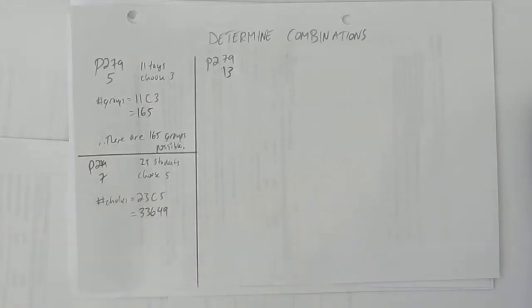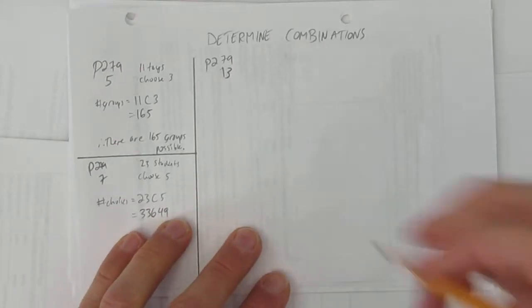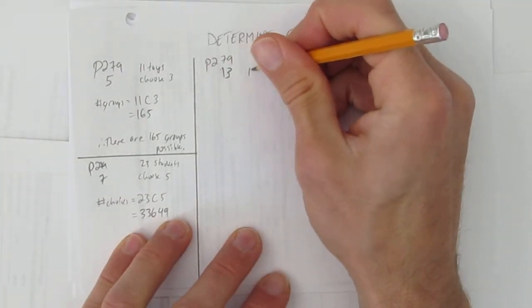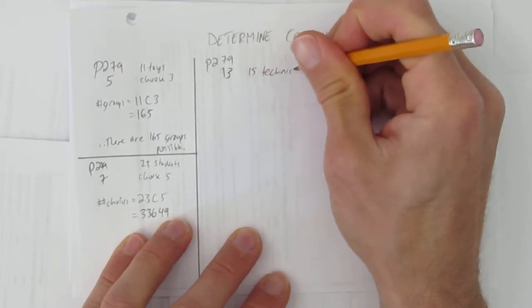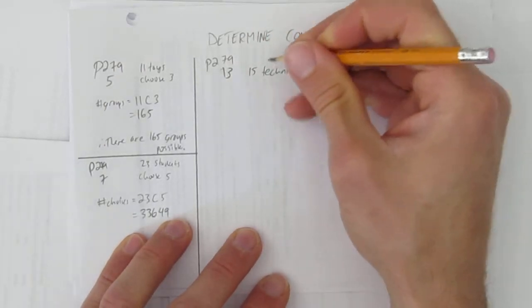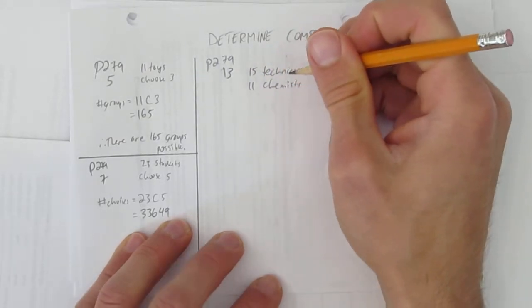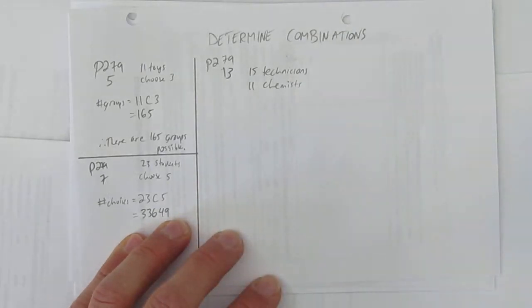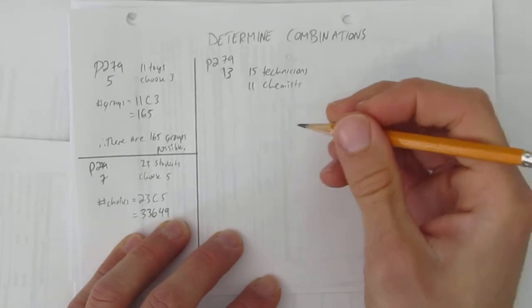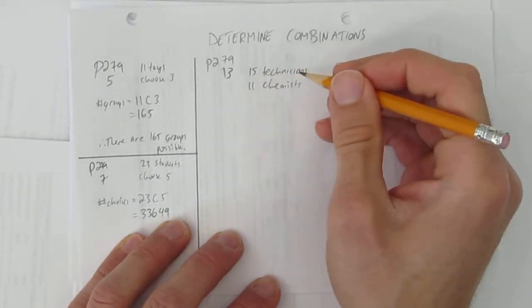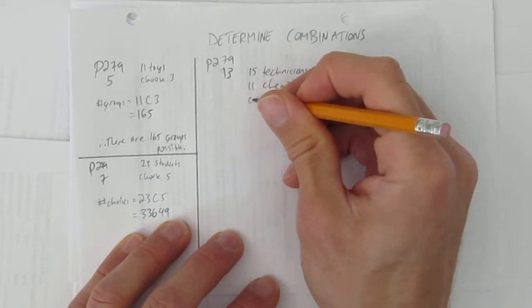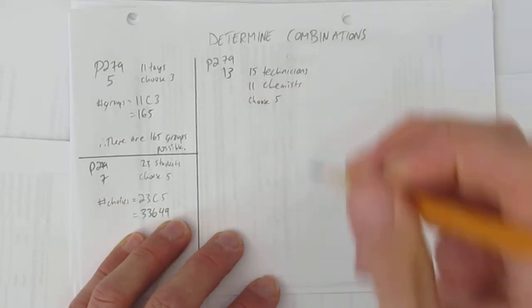Question 13 is a little more involved. It's actually on the next page, onto 280. It says there are 15 technicians. Let's write that down. 15 technicians and 11 chemists. And they're working in a research laboratory. In how many ways could they form a 5-member safety committee? But then there are different restrictions. So, 15 technicians, 11 chemists, and they want to choose a 5-person committee.